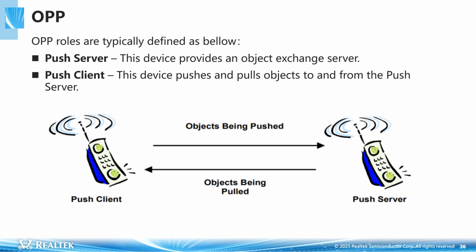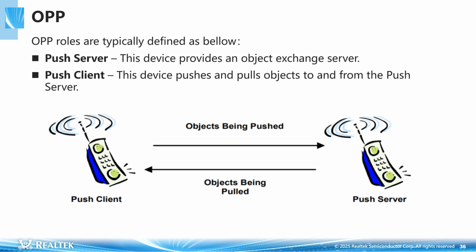The following roles are defined for this profile. Push server. This device provides an object exchange server. In addition to the interoperability requirements defined in this profile, the push server shall comply with the interoperability requirements for the server of the GOEP if not defined in the contrary.